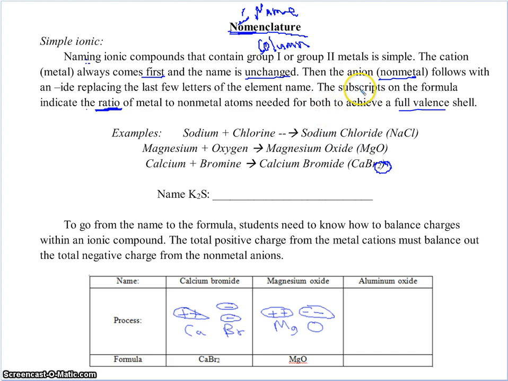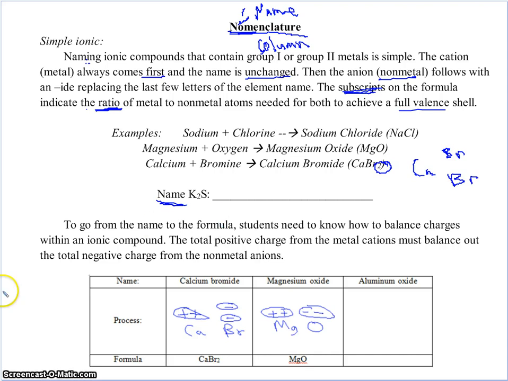Okay, this must be what they mean, the subscripts. The subscripts on the formula indicate the ratio of metals to nonmetal atoms needed for both to achieve a full valence shell. So I think what this means is that for every 1 calcium, there's actually 2 Brs in the crystal. Okay, try naming this. Come with it already filled out. You might want to pause, and you'll discuss it with your groups.